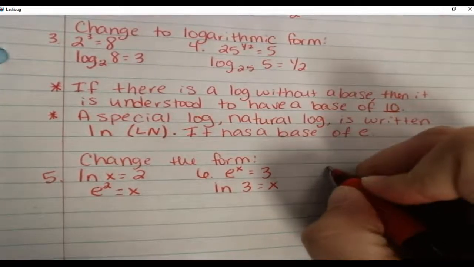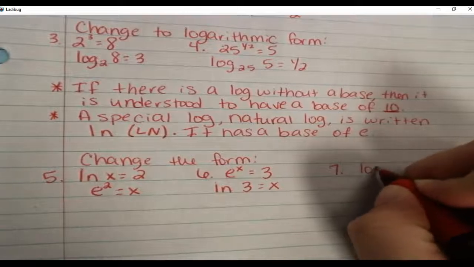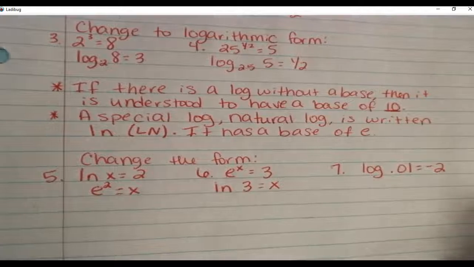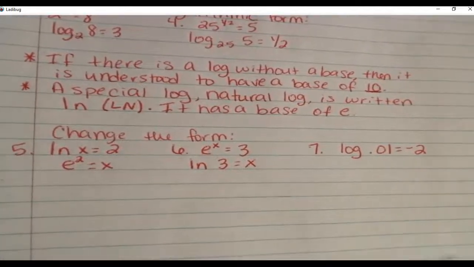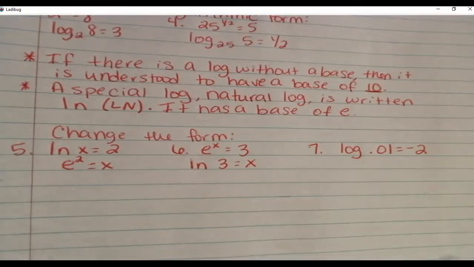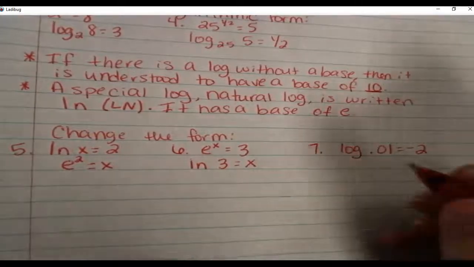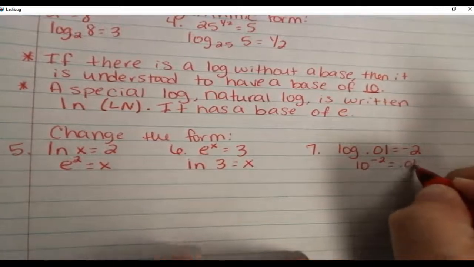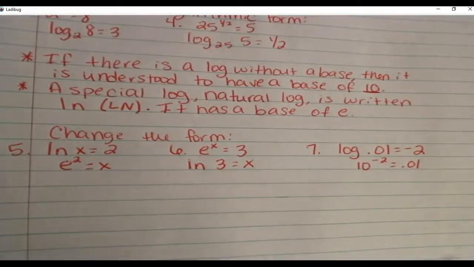Alright, one more like this. Let's say we have log of 0.01 equals -2. So what is the base of this one if it's just log? 10, good. So it'd be 10 to the -2 equals 0.01. Good. Questions?